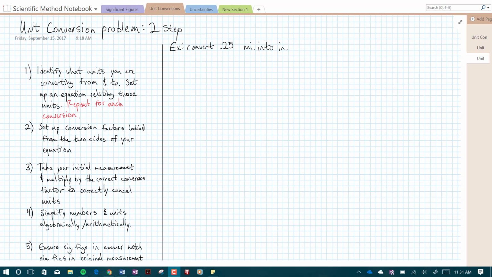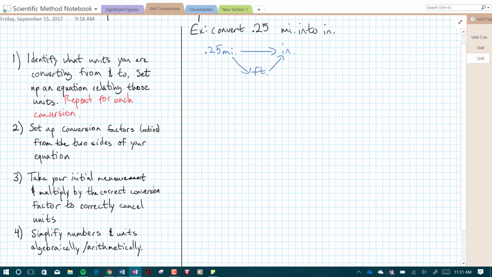So our somewhat contrived example is we need to convert a quarter of a mile, 0.25 miles, into inches. So I'm going to write that down, 0.25 miles, and we're going to convert that into inches. Unfortunately, I do not know how many inches there are in a mile, so I can't come up with a conversion factor to get from a quarter of a mile into inches. However, I do know how many feet there are in a mile, so I can convert from miles to feet, and then go from feet to inches. So we're going to just do that conversion twice.